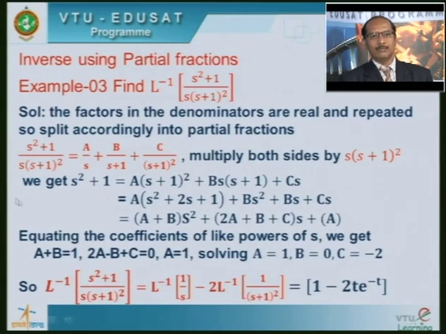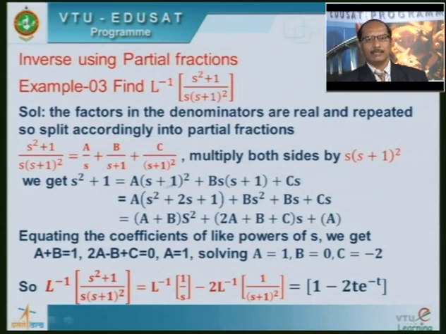By doing that, we get the left hand side S square plus 1, as this denominator term cancels, is equal to A into S plus 1 whole square, as S cancels, plus B into S into S plus 1 whole square, in that S plus 1 cancels, so B into S into S plus 1, plus C into S, as that entire S plus 1 whole square term cancels, only S remains. So, this equation is reduced this way.